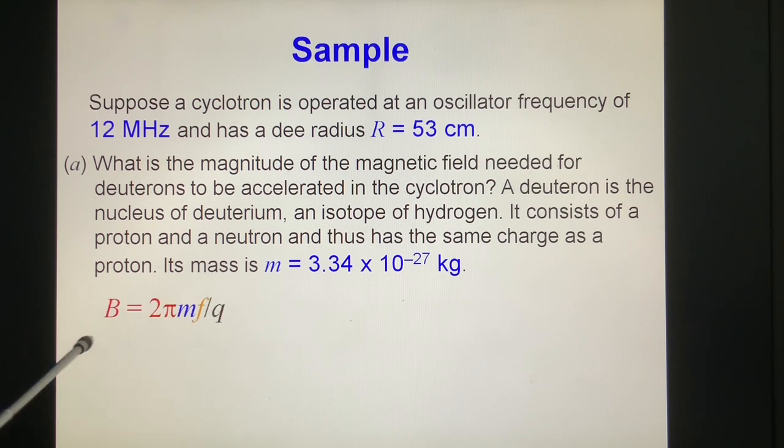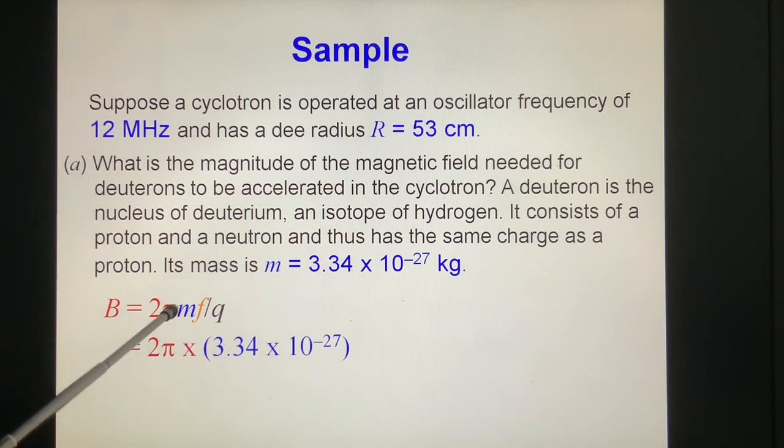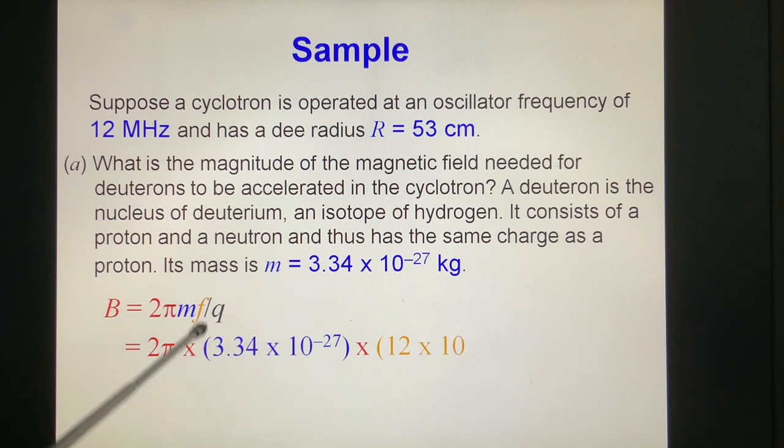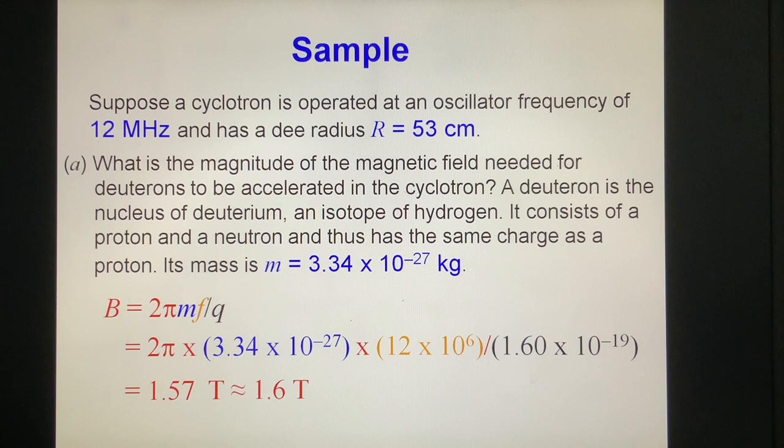B, we know, equals 2 pi m f over q. This f is the frequency, okay? So the magnetic field B we need is 2 pi times the mass times the frequency over q. Then we get the B, okay? It's about 1.6 tesla, pretty high, okay?